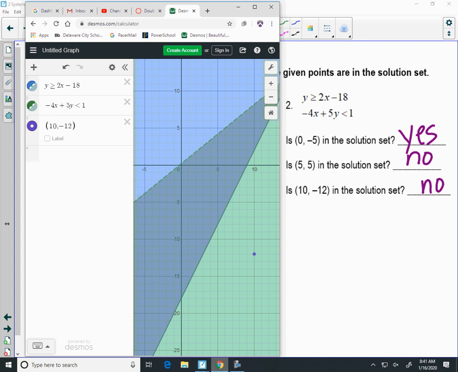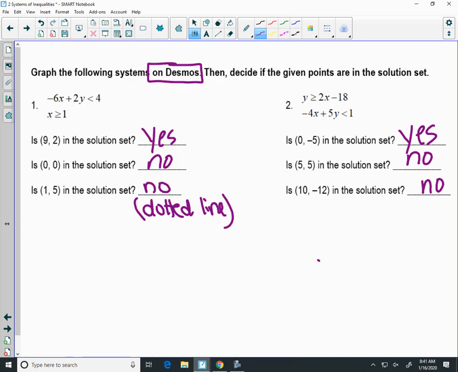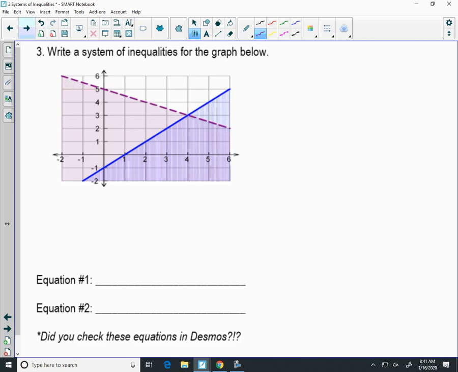So again, with systems of inequalities, we're just looking at shaded region is what we're looking for. Questions about those two problems? Yesterday was point where they cross. Today is shaded region. The rest of the unit is going to be point where they cross, which is nice.